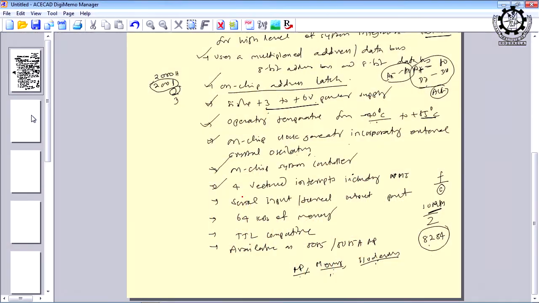So, when to ignore the interrupt and when to allow the interrupt. Based upon this, it supports 4 vectored interrupts including NMI, and this we shall discuss whenever we go to the interrupt section of 8085.